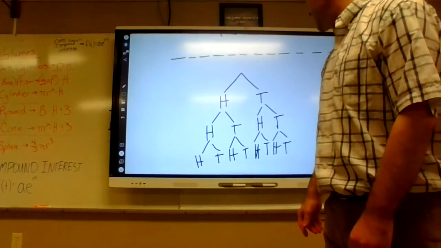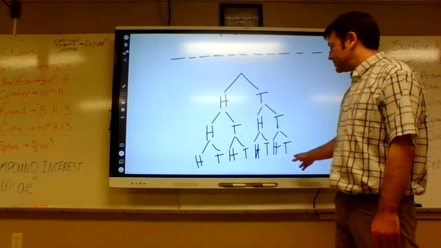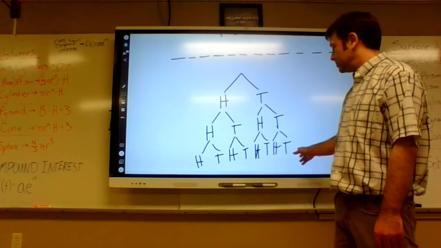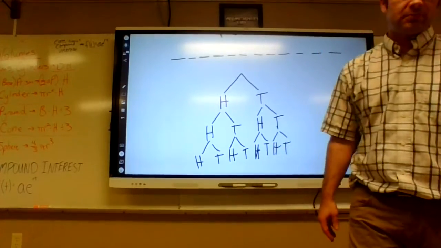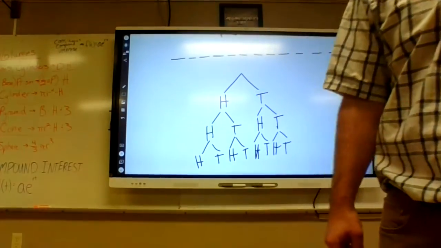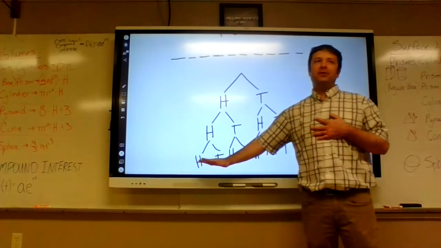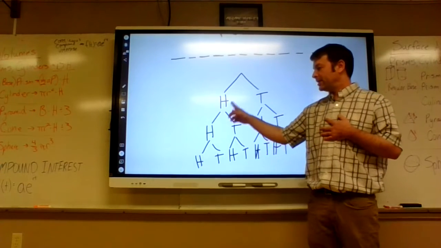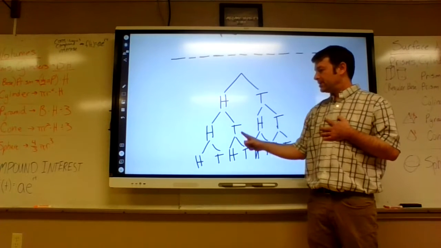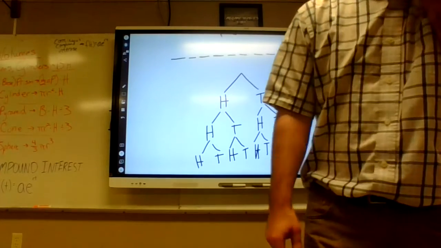How many leaves do we have? The leaves are just the bottom. So it's 8: 2, 4, 6, 8. The leaves represent the final outcome. So like heads, heads, heads, that's one outcome. Heads, heads, tails. Heads, tails, heads. So there are 8 leaves.